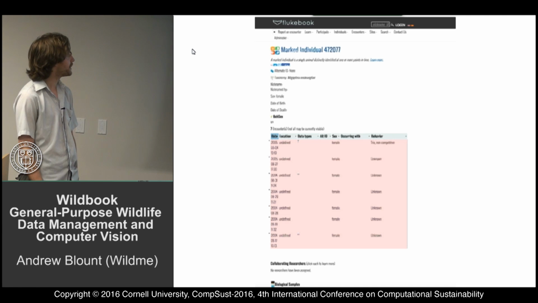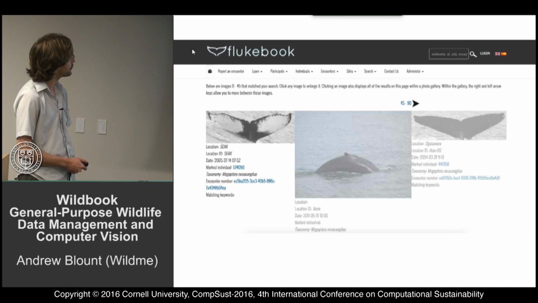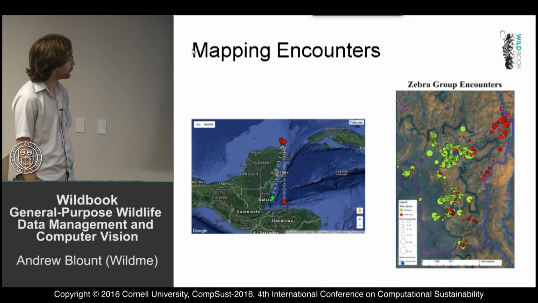Here is some information we have on just a single individual's page. So you can see all the times that that individual has been seen. This one was encountered 7 times, you can see there. And you can go through and look at all the pictures of that whale, see the different times it was photographed.